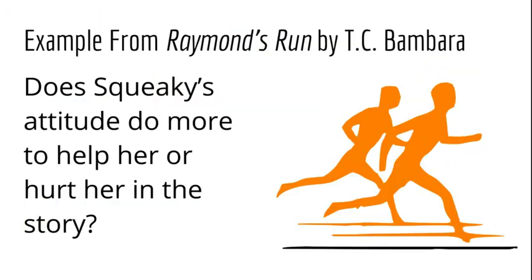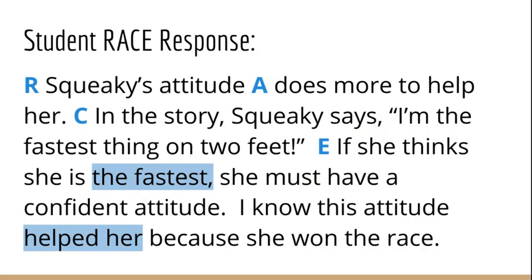So here's example number 2. It comes from a short story called Raymond's Run. And the question is, does Squeaky's attitude do more to help her or hurt her in the story? Let's look at a student's response to that question. This student used the RACE strategy. R, Squeaky's attitude. So this student repeated part of the question in the answer. And then A, answered it. Does more to help her. Squeaky's attitude does more to help her.